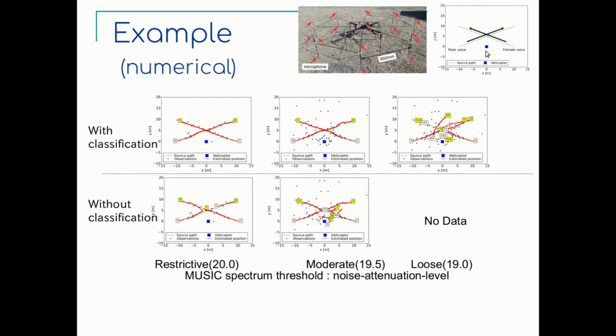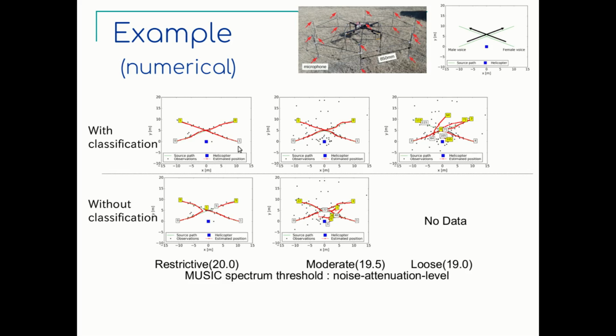Figures in this slide show the estimated source paths. The top three figures, those three, are by the proposed approach, and the bottom two are by a similar algorithm but without the classification. Numbers along the paths show the IDs given by the system. So in this case, the source number 0 and source number 1 are found by the proposed approach. The number of the observations or the candidates of the positions of the sources are controlled or filtered based on the music spectrum power level to select appropriate observations.